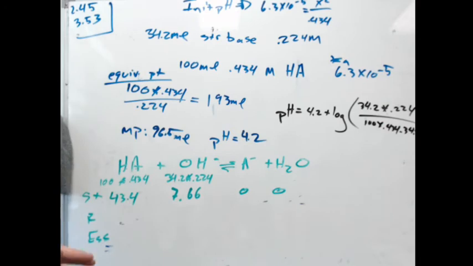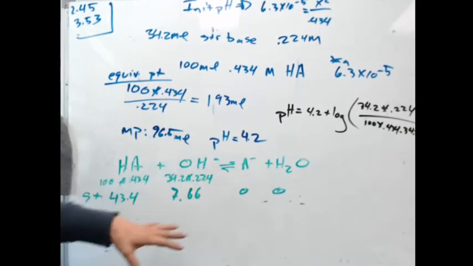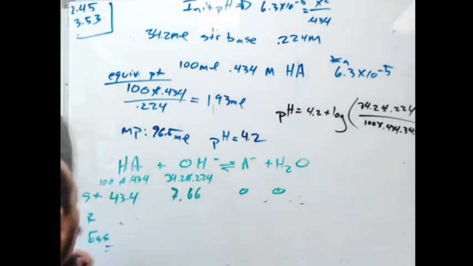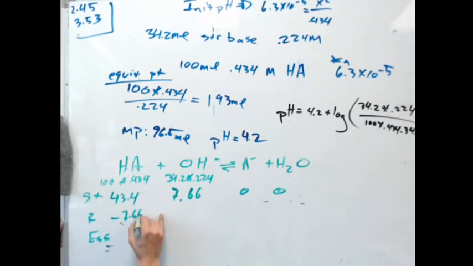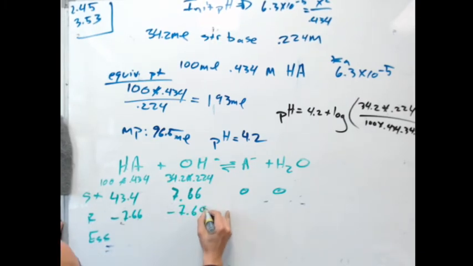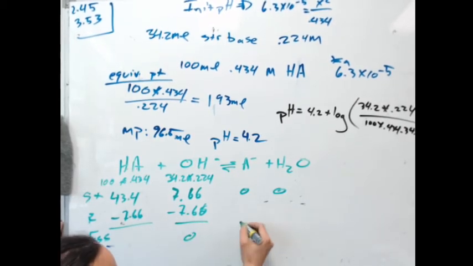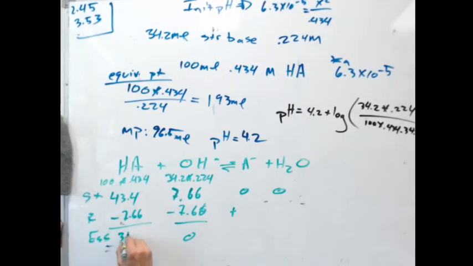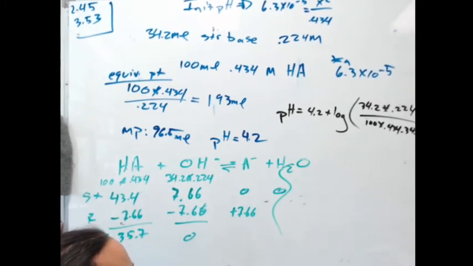Now, the way I expected people to do the problem on the first midterm was to do stoichiometry and equilibrium. Set up the stoichiometry, recognize that we got an acid reacting with a strong base. That's going to create some reaction. I'm going to recognize that my base is my limiting reactant. So I'm going to minus 7.66, minus 7.66. That's going to give me 43 minus 7.66. Someone help me out with that. 35.7. 35.7 plus 7.66. And who cares about water?